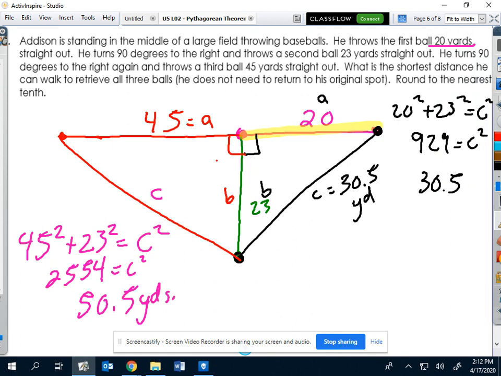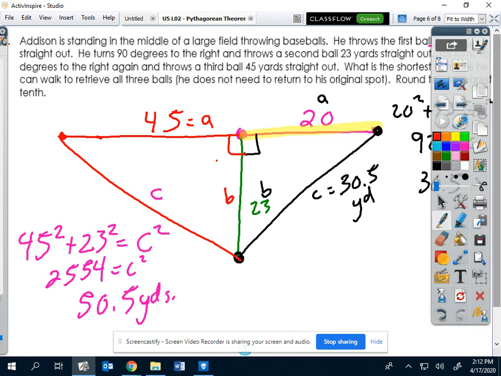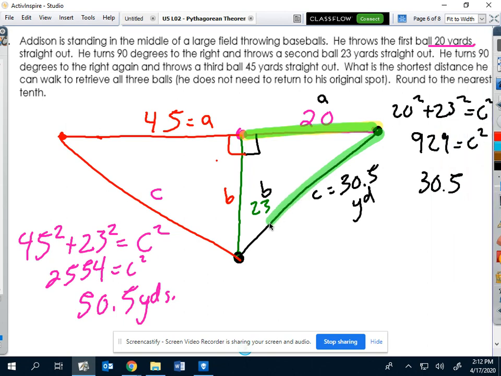So, last but not least, here's my quickest distance. See if you were the one who figured this one out. My quickest distance, like we've said, is to go this 20 yards here, and then 30.5 yards here, and then 50.5 here.